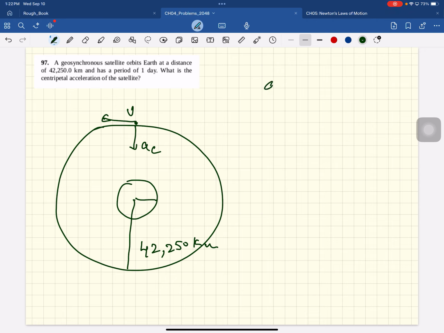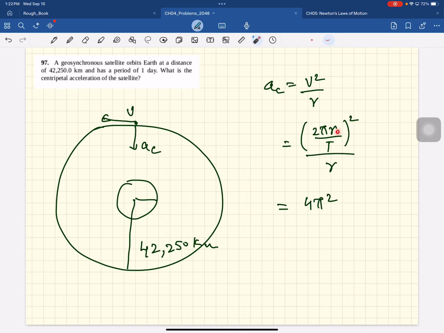You saw that the centripetal acceleration is v squared by r, where r is the radius of the orbit. What is v? The speed is 2 pi r, the circumference, divided by the period. Squared, that's r squared. One of the r's cancels, so this is 4 pi squared r divided by T squared. And that is an acceleration, with units of meters per second squared.